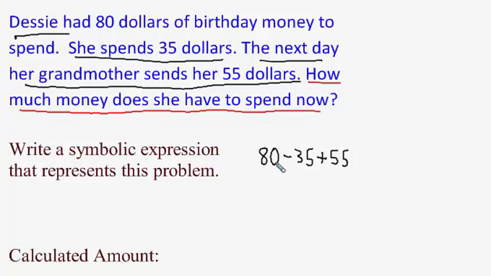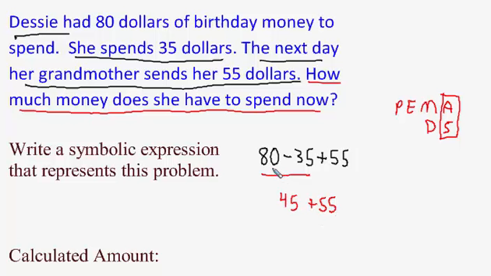So this would be the symbolic expression that represents this problem, and the calculated amount would be simply to do the subtraction and then the addition. Remember that subtraction and addition are on the same level. It is performed left to right. So I will take 80, subtract 35, which gives me 45, and I will copy the rest of the problem.